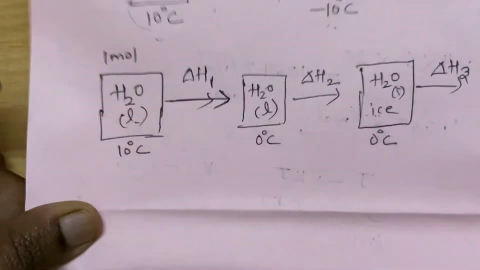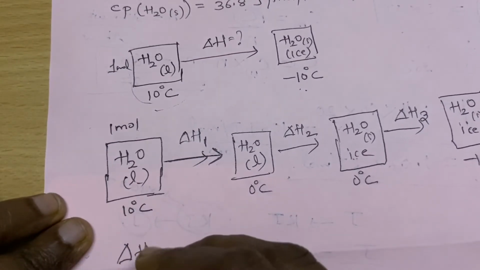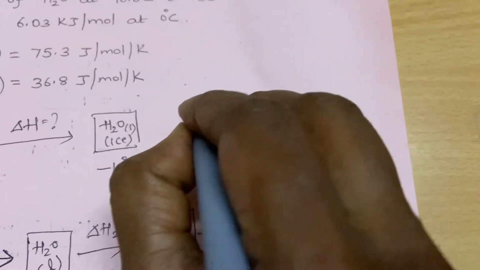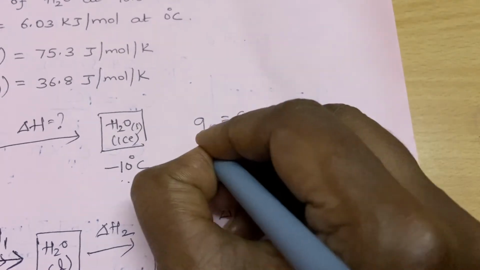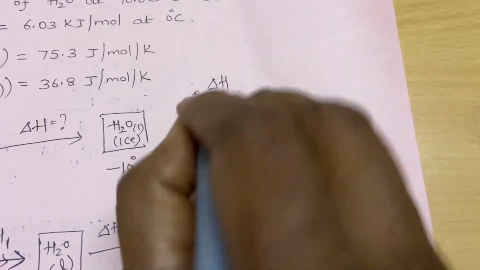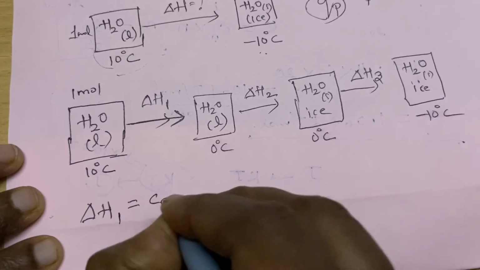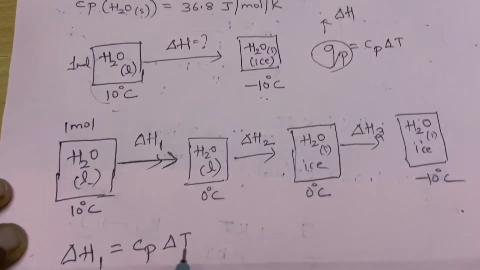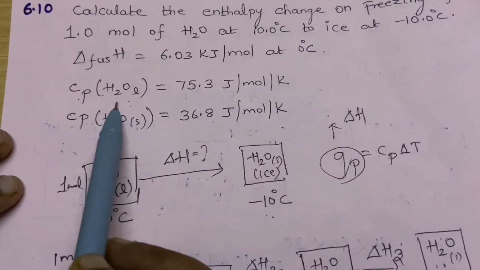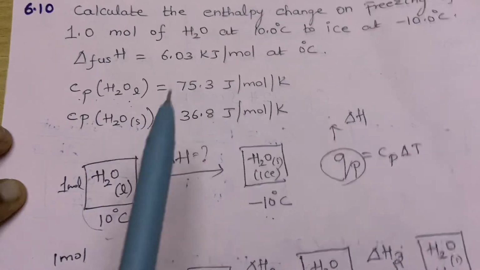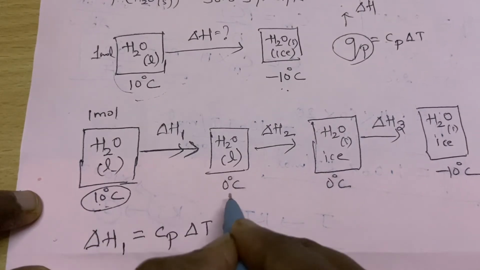So first calculate the del H1. See, for this the data have been given, I already told you. This takes place at constant pressure, so you can use Cp del T. So your Qp is del H. I already told you del H is equal to Qp. So del H1 is nothing but Cp into del T. For this, the Cp of water, the heat capacity at constant pressure for the liquid water, is given.